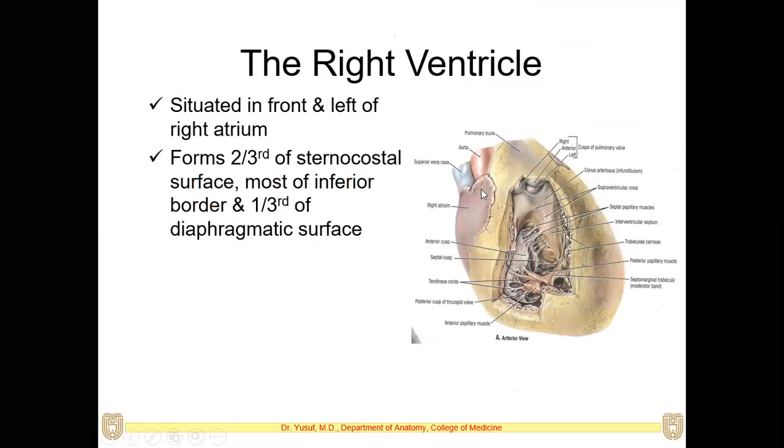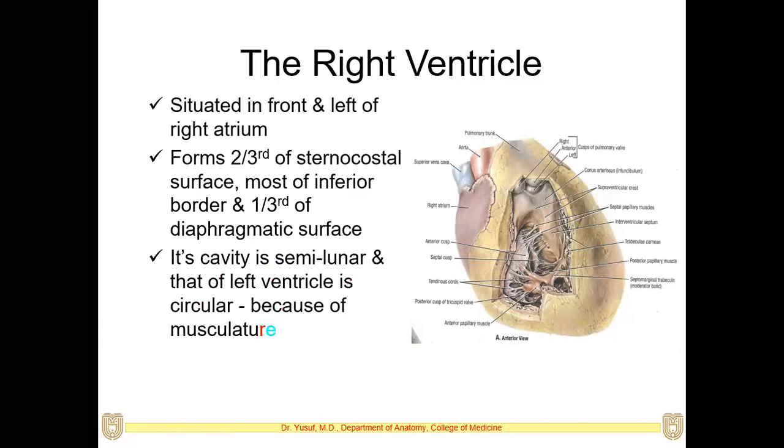It is to the left of the right atrium. To the left of the right atrium is the right ventricle. It forms 2/3 of the sternocostal surface, as we see that it is mainly forming the sternocostal surface. Most of the inferior border is also formed by the right ventricle, and 1/3 of the inferior, diaphragmatic surface.